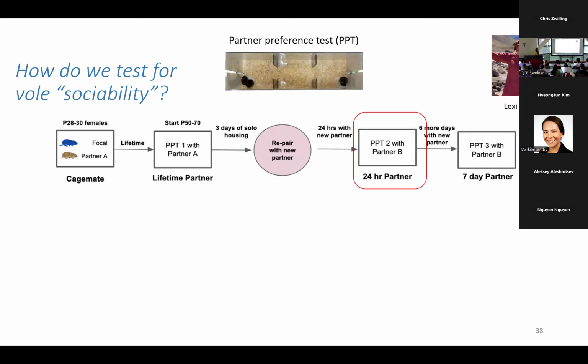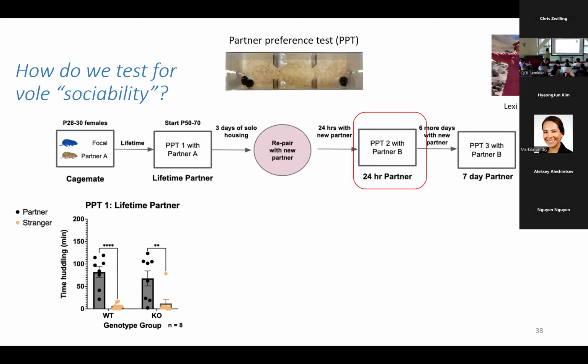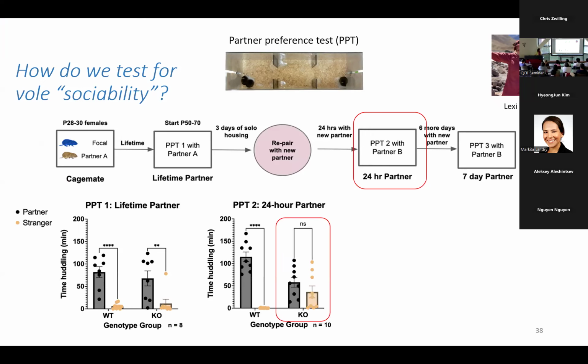So the first thing we did was this partner preference test. So again, running that test that assays whether a vole prefers to spend time with a stranger versus a partner. And the first test we ran was a lifetime partner. So this is your best friend since childhood. Do you prefer to huddle with your best friend or huddle with a stranger? And the results are that both the wild type voles and the ones without a functional oxytocin receptor both prefer to huddle with their lifetime friend, which is in a sense good news because it suggests that there's still the capacity to form that partner preference, even without a functioning oxytocinergic circuit.